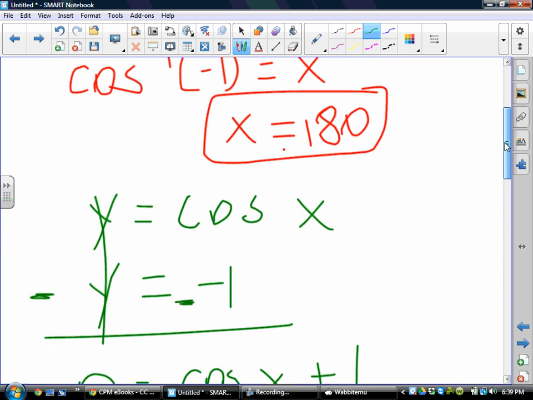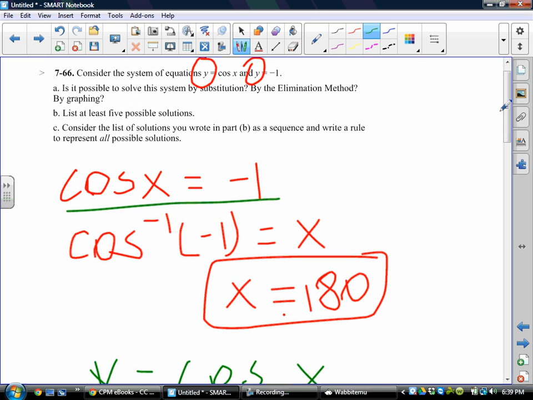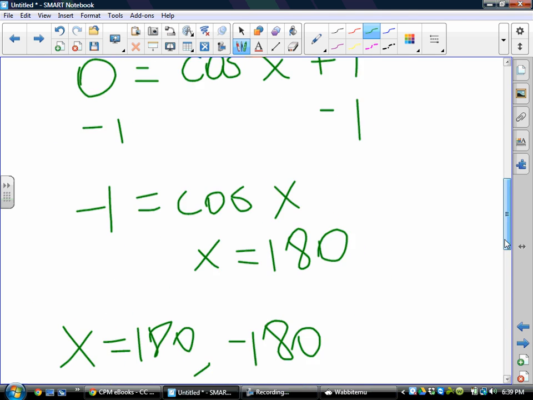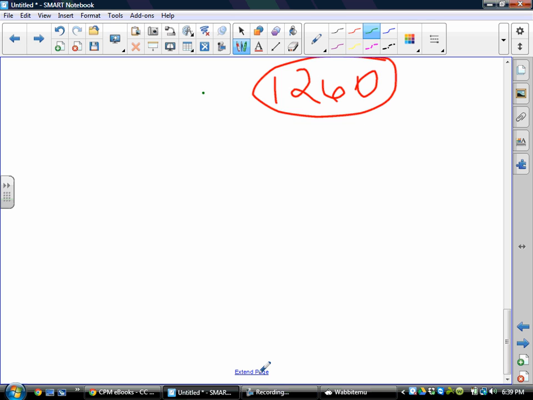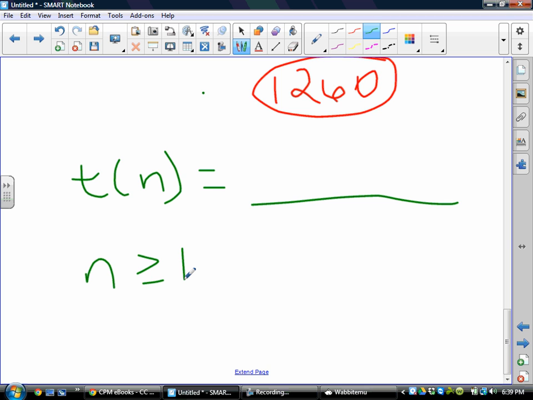Part C says, consider the list of solutions you wrote in Part B as a sequence and write a rule to represent all possible solutions. Okay? So I'm talking about a sequence. Remember, in a sequence, its domain is limited. So my sequence normally looks like this. And I have some other things here. So my domain is limited. N has to be greater than or equal to 1. When I plotted points in the sequence, we didn't plot one at 0, the 0th term, right? That was never written down in our list. We always started at 1 and went by integers 1, 2, 3 up from there.